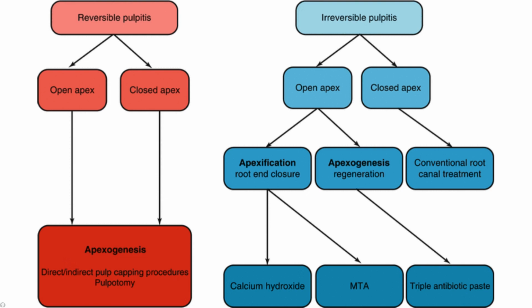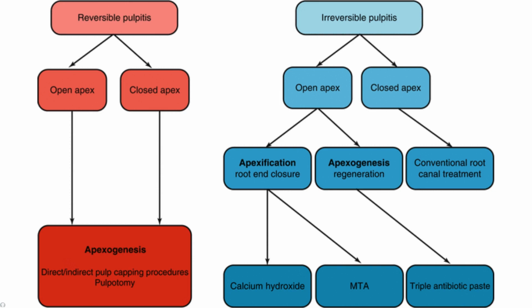Now, if the patient is having reversible pulpitis, you need to check whether the tooth is having open apex or closed apex. In either case, whether he's having open or closed apex, the treatment that will be suggested by us will be apexogenesis. What do I mean by apexogenesis? You can say it is depulpectomy, or you can say direct or indirect pulp capping material.